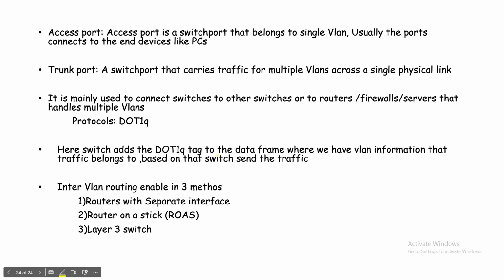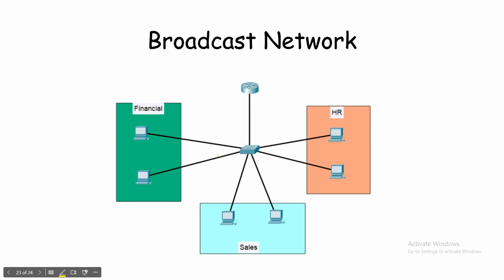Router with separate interfaces means we need to use a separate physical link for each VLAN, which is not cost effective. So we will not use this one in the real world. And then coming to router on a stick, it uses a single physical router interface, but we configure it with multiple sub interfaces so that it can carry traffic for different VLANs via a trunk link.